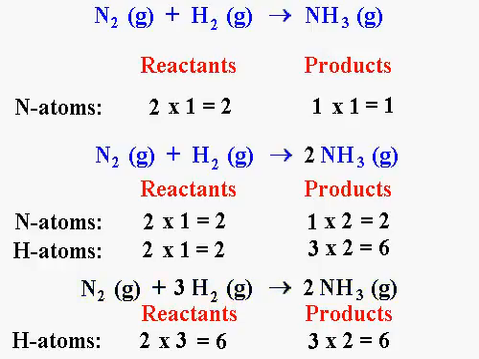So we now have a balanced chemical equation because the number of nitrogen atoms is balanced on each side of the equation, and the number of hydrogen atoms is balanced on each side of the equation. So that's our final answer. N2 gas plus 3 H2 gas makes 2 NH3 gas.